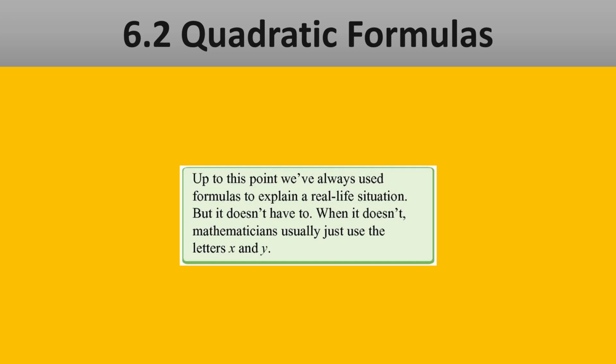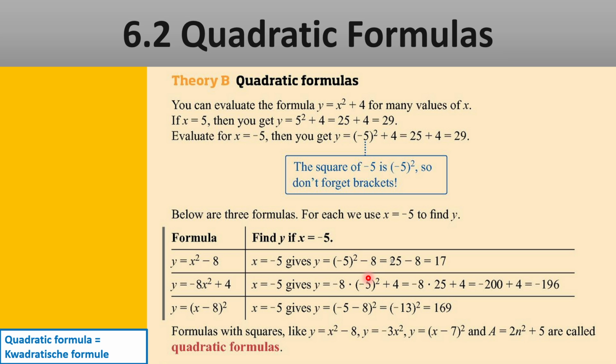Up to this point, we've always used formulas to explain our real life situation, but it doesn't have to. When it doesn't, mathematicians usually just use letters x and y. I really love those letters x and y. We could also use a and b or k and l, but most of the time we use x and y. So this theory part is all about formulas with a y and an x in it.